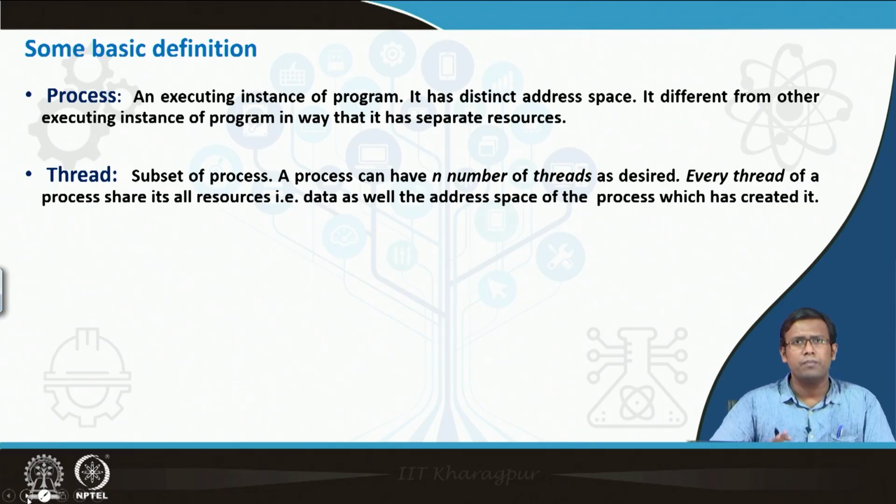So, some definitions are important here. One is process. A process is an executing instance of a program. It has a distinct address space. It is different from other executing instances of the program in a way that it has separate resources. So, one particular instance which is being executed by a program which works on its own distinct address space is known as a process. We can also say that in a distributed memory system, each processor is executing a process.